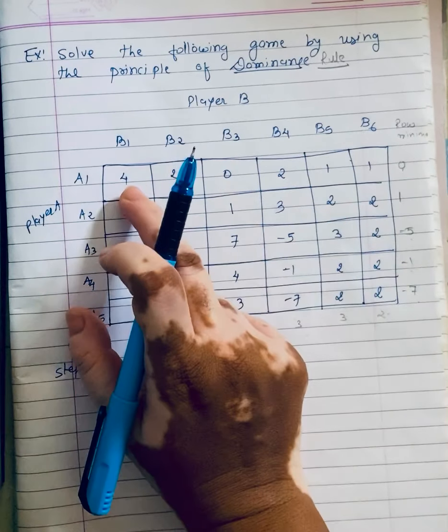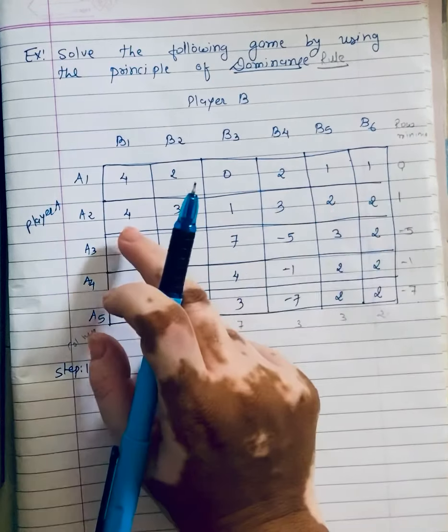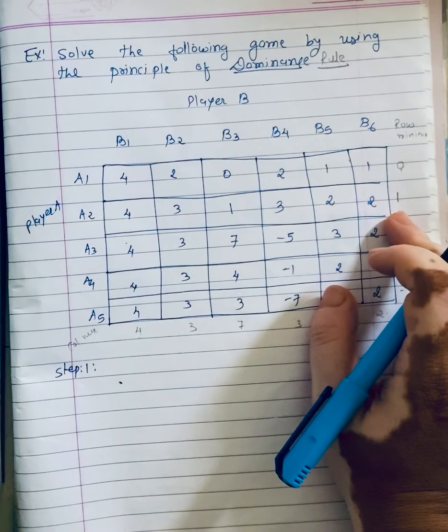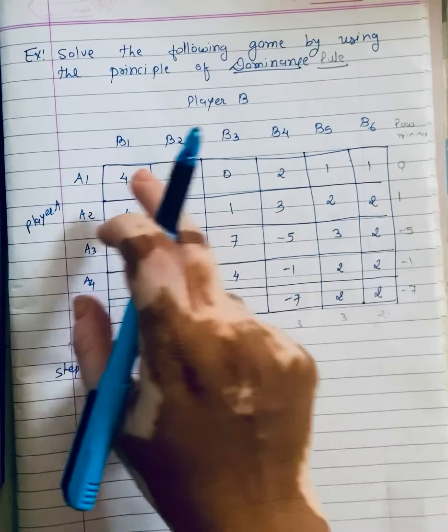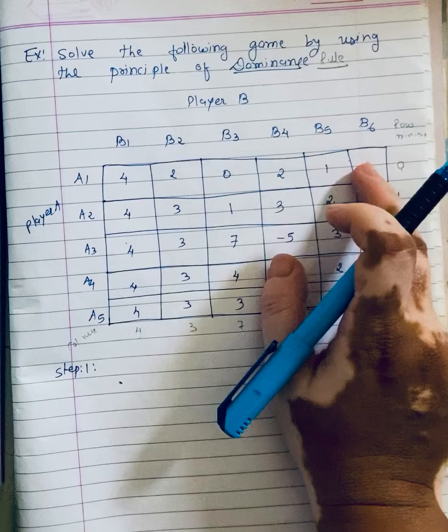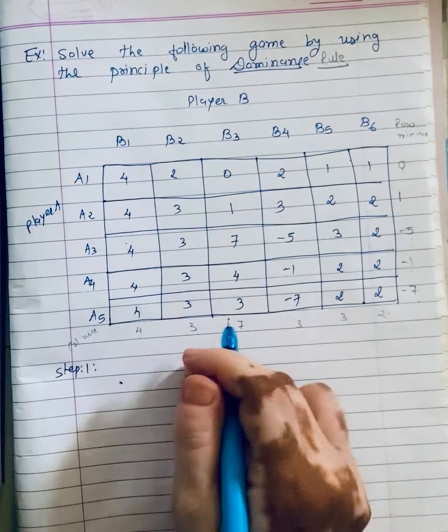The elements of A1 are less than or equal to the elements of A2. It means all the elements of row 1, that is A1, are dominated by row 2. So we eliminate this row, A1. A1 will be deleted.